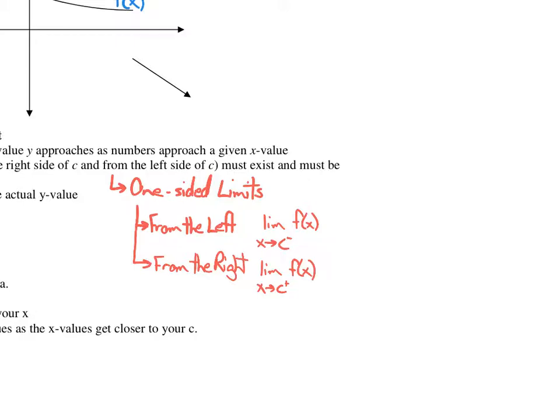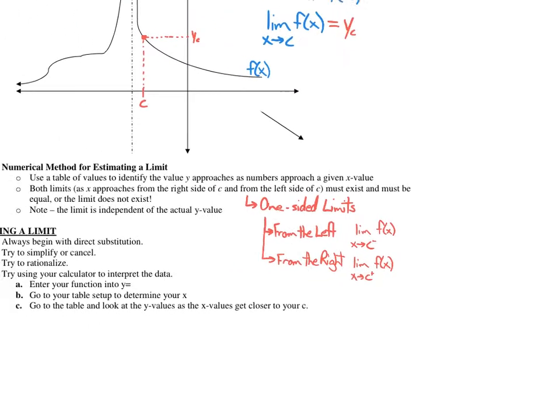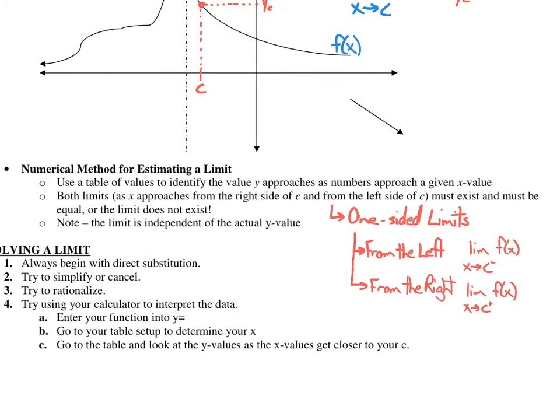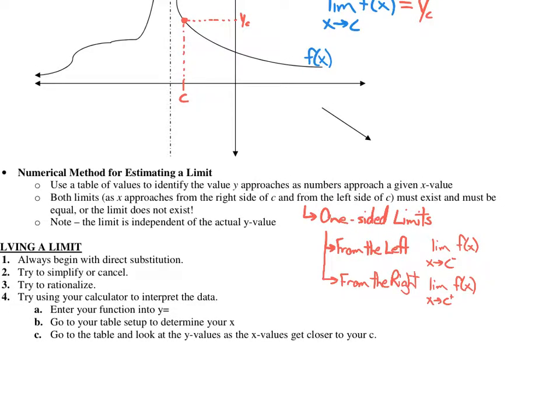In order for a limit to actually exist, both of those have to exist and they have to be equal. Now we'll revisit this idea later on to see how that plays out. But right now, as we're looking at a numerical approximation, we can use a table and see what the numbers are getting close to. And they should be getting close to each other because they have to be approaching the same value. We'll actually do an illustration of this in a moment here.